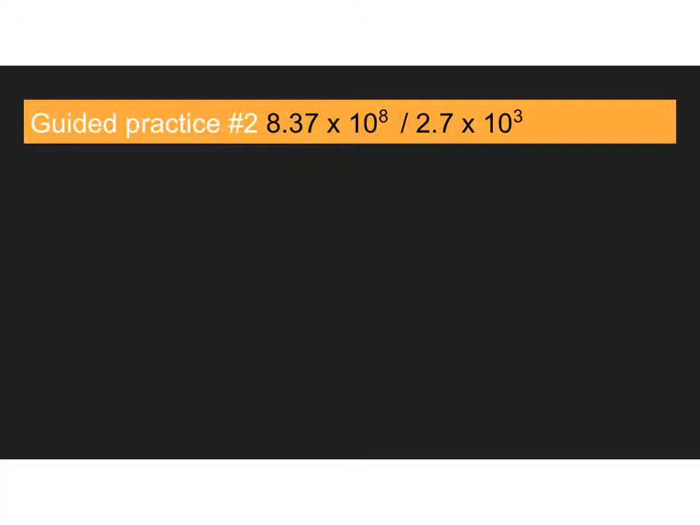So when you multiply in scientific notation, you multiply your two numbers. Well, in this case, we're going to divide 8.37 by 2.7. So on your calculators, you'll type in 8.37 divided by 2.7. That should give you 3.1 as your first number. Now remember, we still need to take care of our powers of 10. I'm putting them in red.